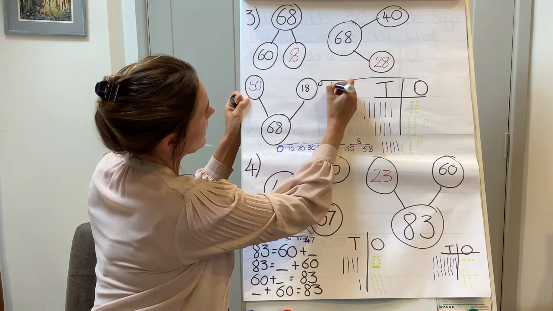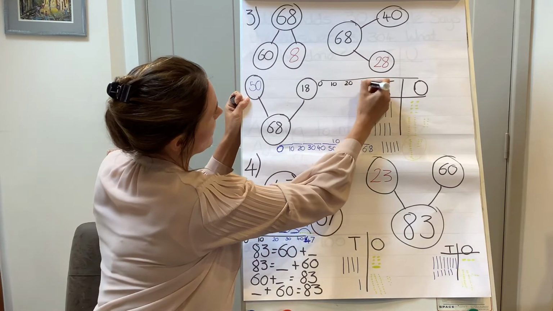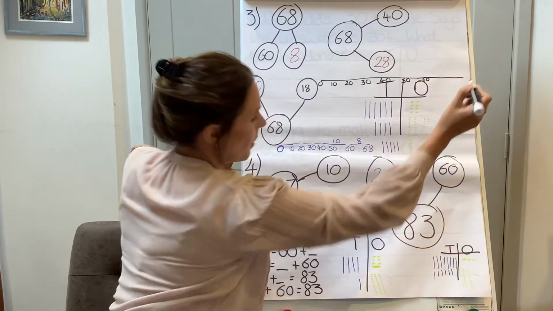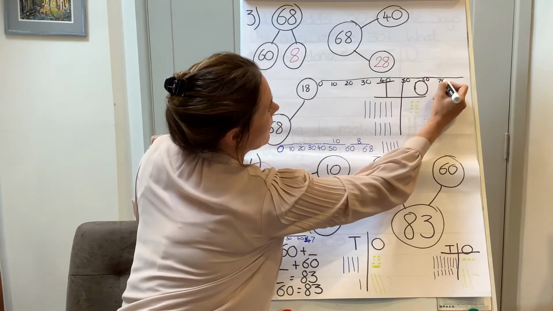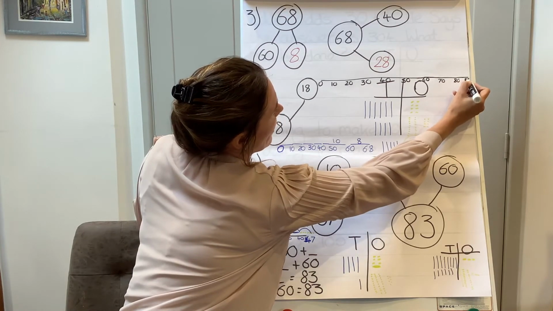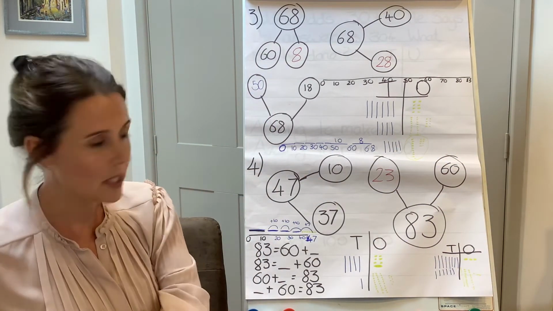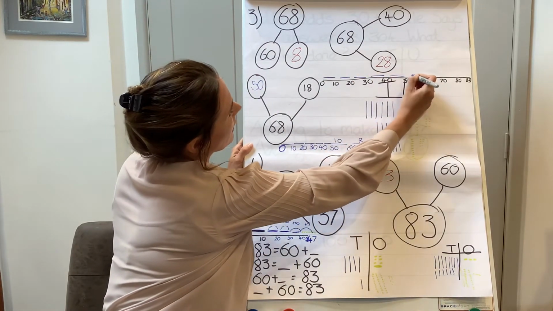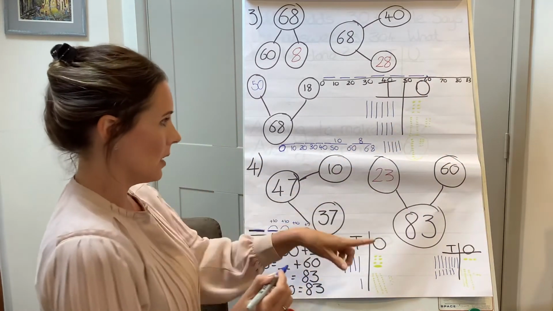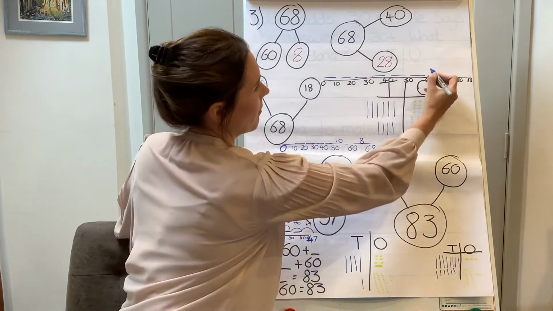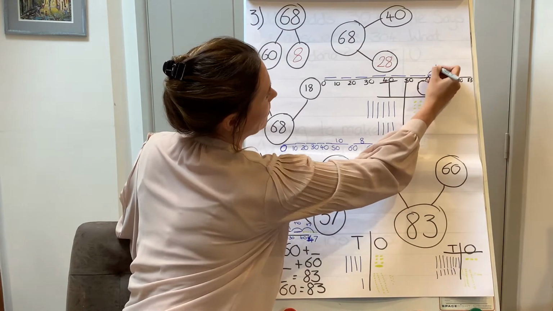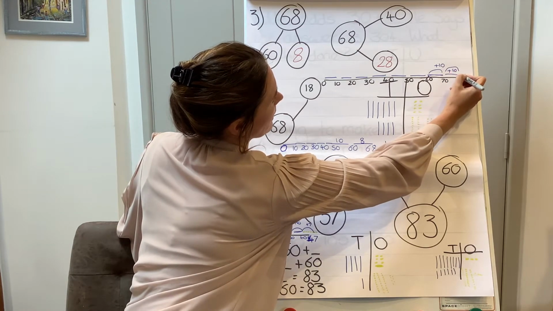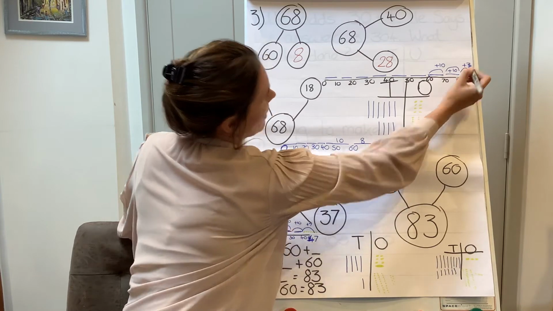So we've got 0, 10, 20, 30, 40, 50, 60, and we need to get all the way up to 83, 70, 80, 83. So we've already got our 6 10s. So what do we add on to get to 23? How many 10s have we got? 1 10, a second 10, and we add on 3 more.